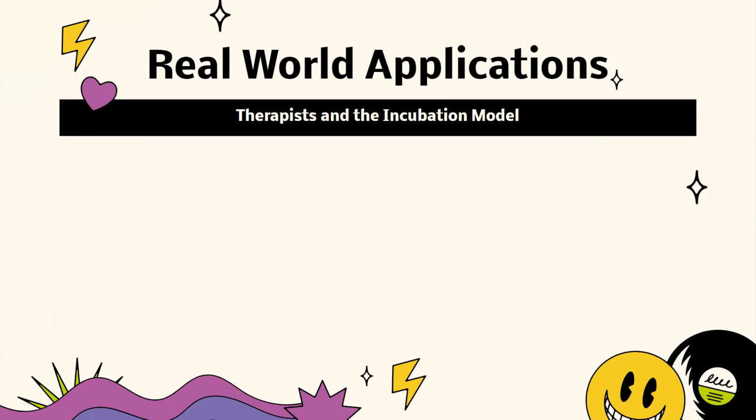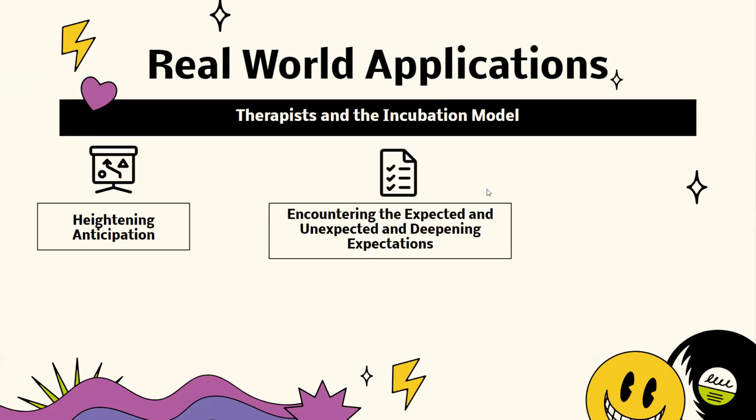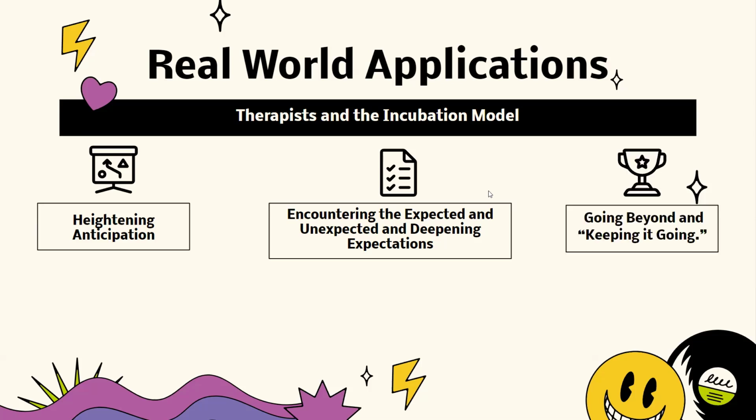I was reading chapter 11 in Cultivating Creative Thinking by Cramen et al., and I was able to deduce that educators and therapists use the same strategy that in that chapter they identify as the incubation model. The incubation model is in 3 steps: heightening anticipation, encountering the expected and unexpected, and deepening those expectations, and then going beyond.